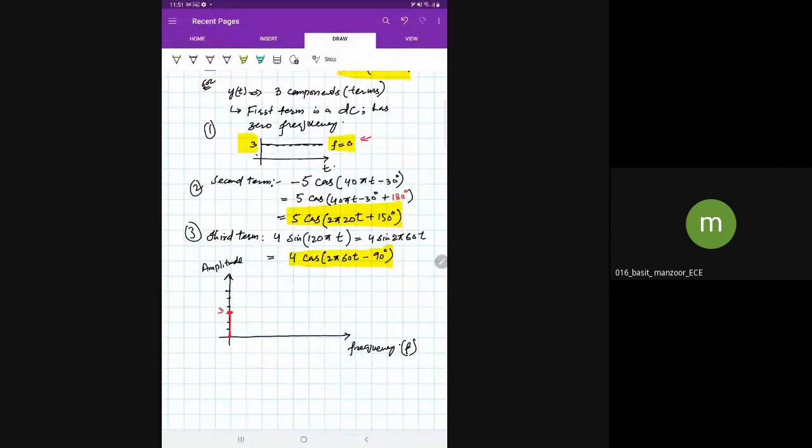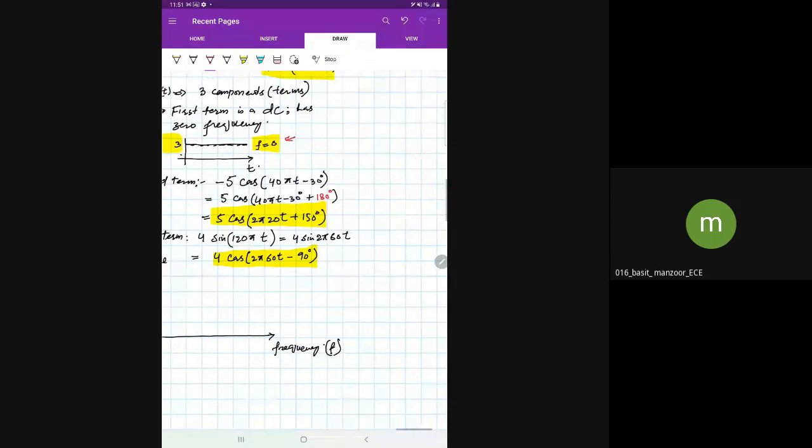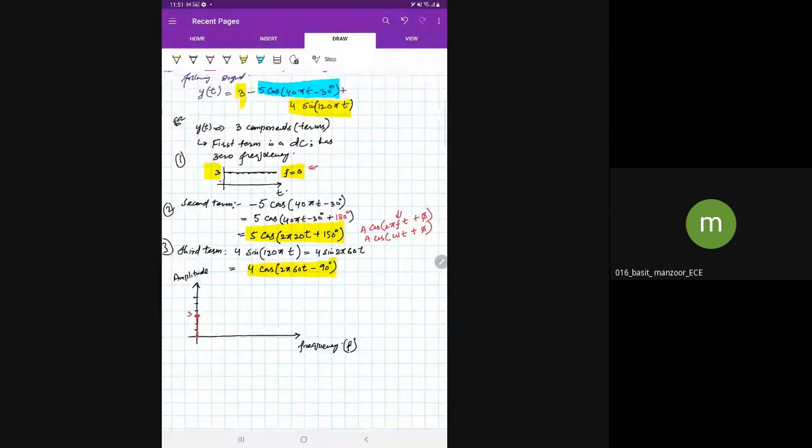Now, what is the frequency in the second component? Actually, it is not 2 pi omega t, it is 2 pi f. So the signal could be a cos of 2 pi f t plus phi, or we can also write it as a cos of omega t plus phi. So what is the frequency in the second component?